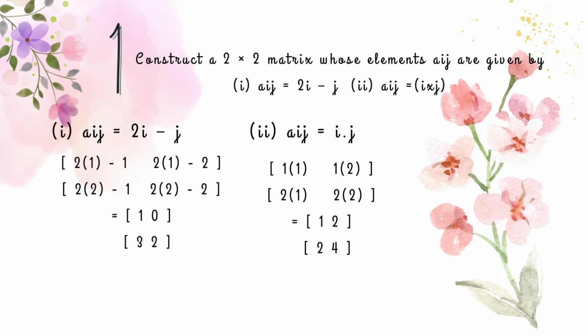Next, aij is equal to i into j. 1 into 1, 1 into 2, 2 into 1, 2 into 2. Next, the answer is 1, 2, 2, 4. Next question.